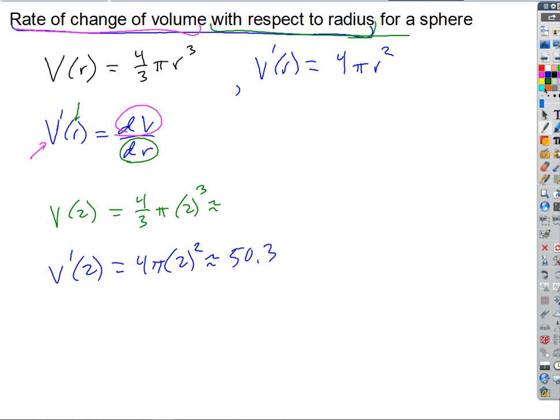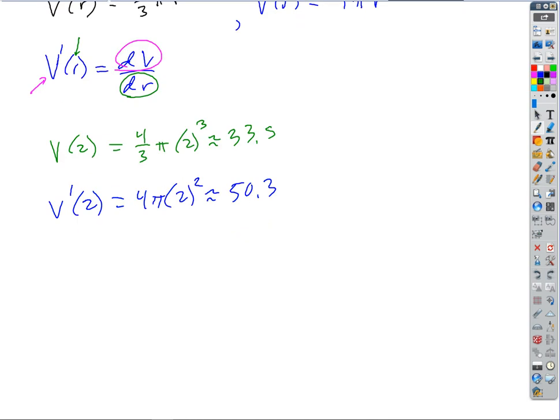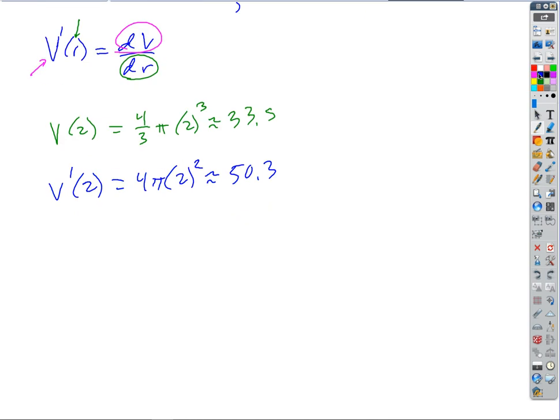What was this other one again? 33.5. Okay, right? That makes sense? So what does that mean? If we talk about the rate of change of volume, this is an instantaneous rate of change because it is the slope of a tangent line. That's something that people sometimes have a hard time wrapping their brain around first, right? So this gives us the instantaneous rate of change.